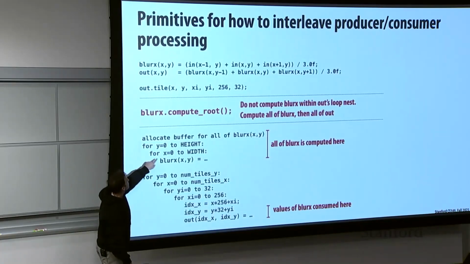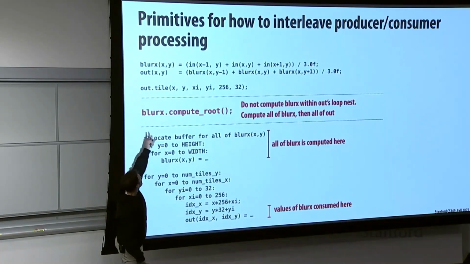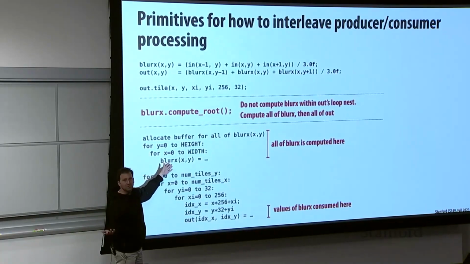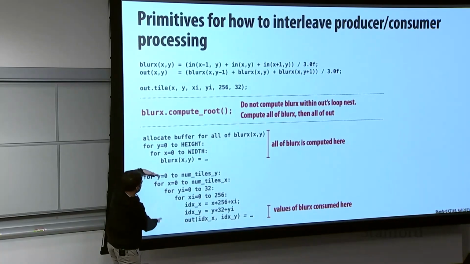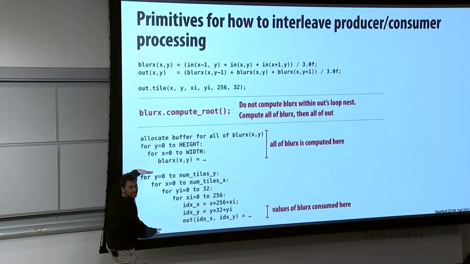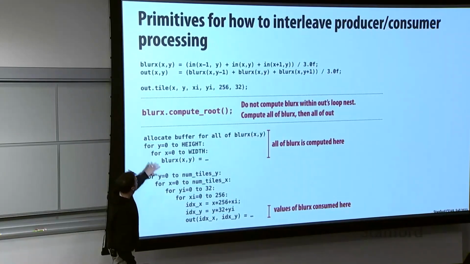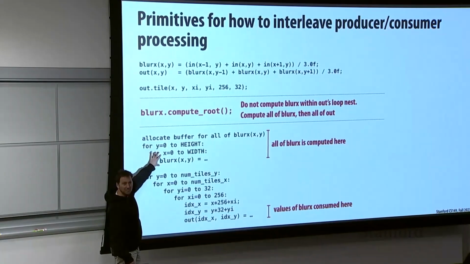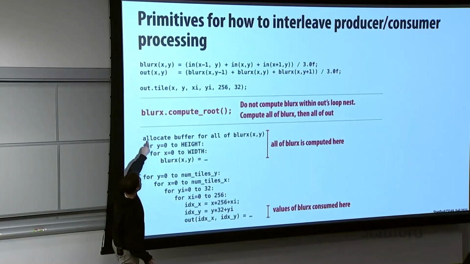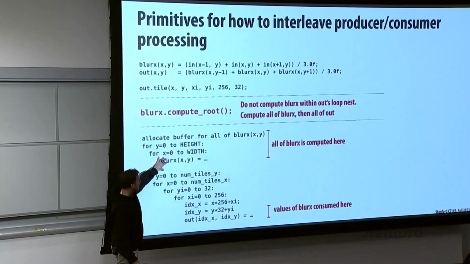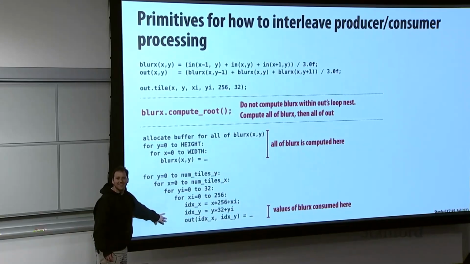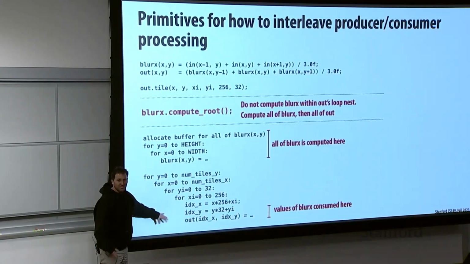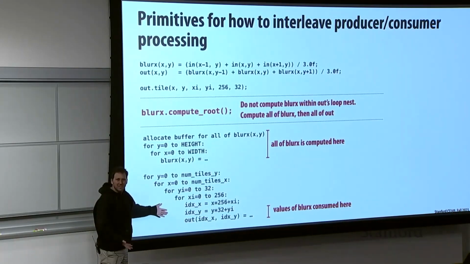So by default, if I say the blur x loop nest, there's this command called compute root, which basically means compute it at the root of the hierarchy, which means don't compute it within anybody else's loop nest. So what this code would do is it computes the entire temp buffer. Notice that we've allocated the temp buffer, and then just access that temp buffer while iterating in tiles. It's a valid program. Doesn't make that much sense why you would do this, but it's valid.